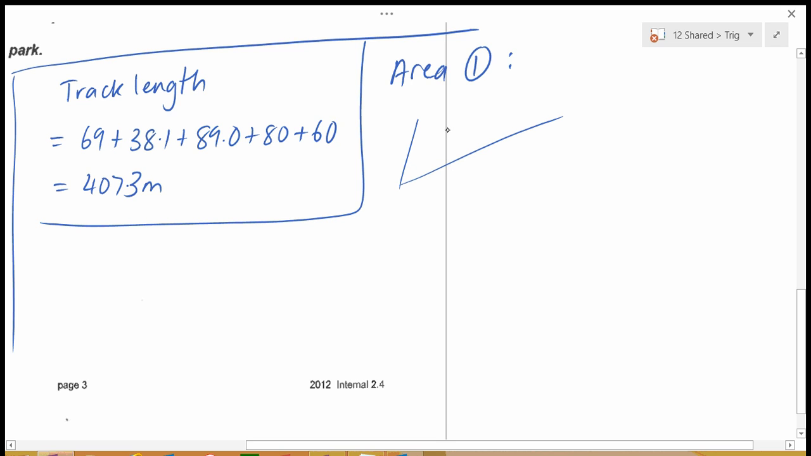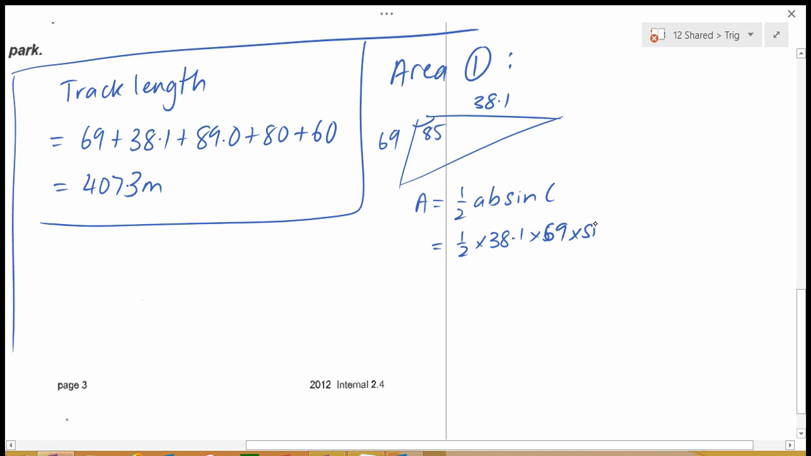So I've got a triangle that looks something like this, 38.1 and 69, with an angle there of 85. And so using the area formula which we're given, which is a half AB sine C, that's going to be a half times 38.1 times 69 times sine 85. And putting that into our calculator, we get 1308.3 meters. Now that's my third skill shown, so actually I've passed at this stage. Alright, so that's area 1.